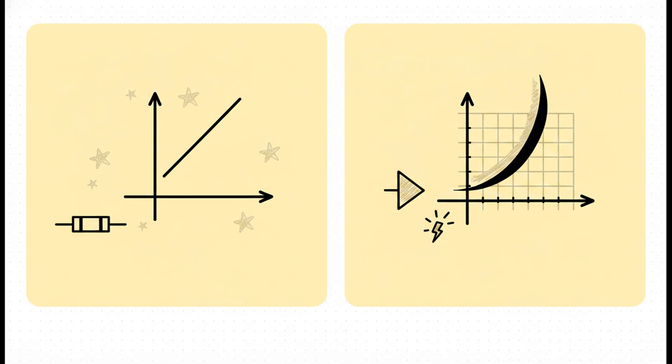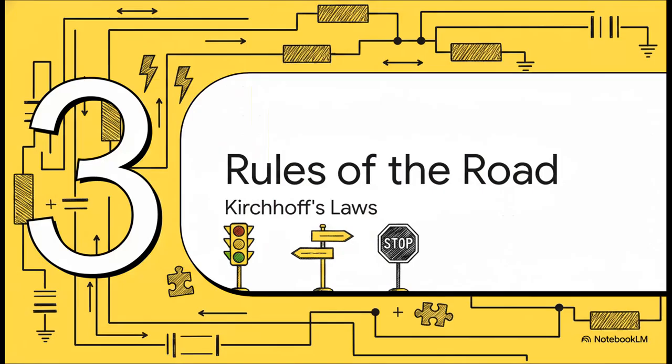They simply don't follow a straight line relationship. By organizing these components into neat, predictable behavioral boxes, suddenly that crazy spaghetti bowl is already starting to look like a highly organized system. That brings us to section 3, the rules of the road.